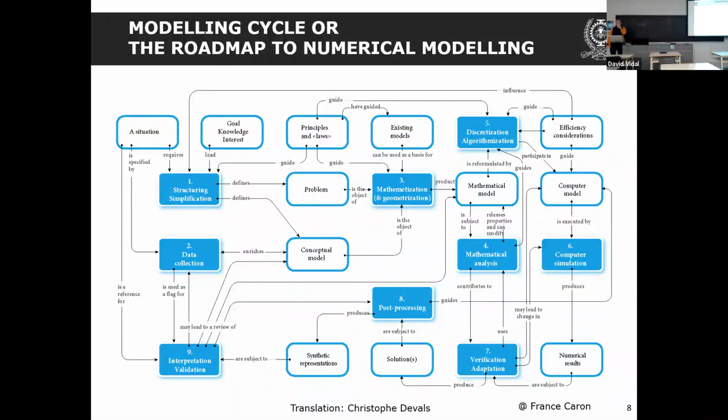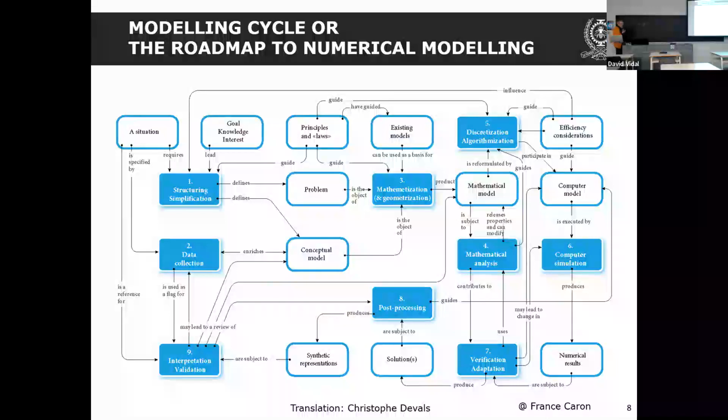So the modeling cycle is quite overwhelming, as you can see here, but I like it very much. If you haven't taken the time to read it, I encourage you to. It is on the GPS website, only the French version for the time being, but maybe we can post the English version. It's very nice to look at this graph.